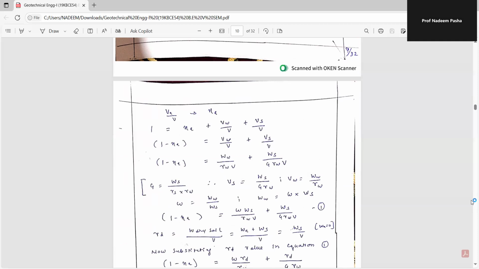So it comes out that Va by V is eta a. So it can cancel: 1 equals eta a plus Vw by V plus Vs by V. So 1 minus eta equals Vw by V plus Vs by V, or 1 minus eta is equal to Ww by gamma W into V, plus similarly Ws by G into gamma W into V.